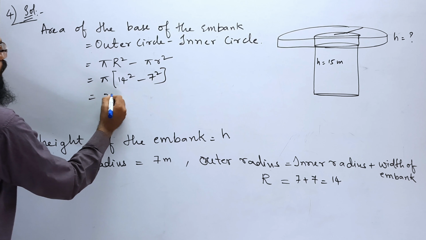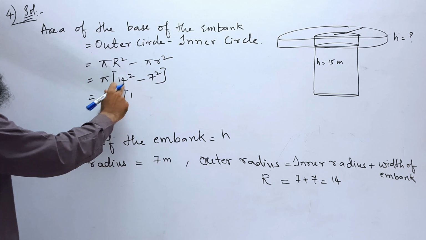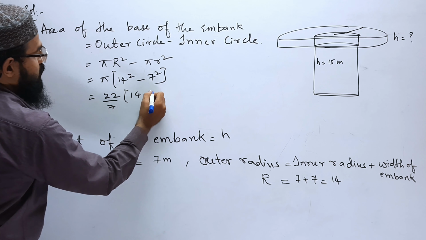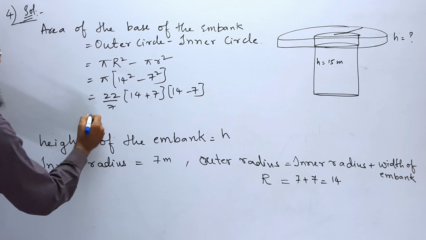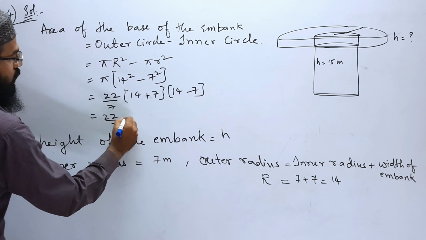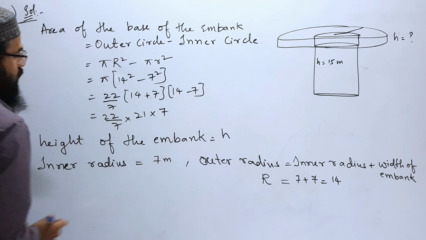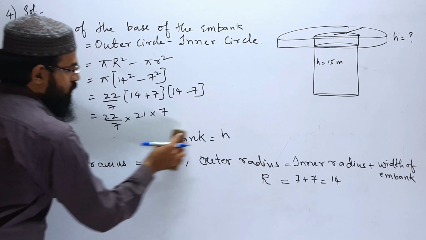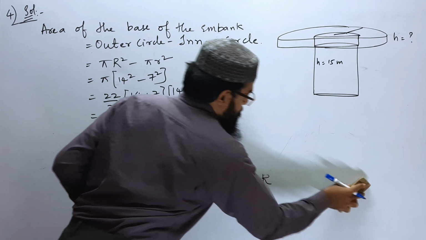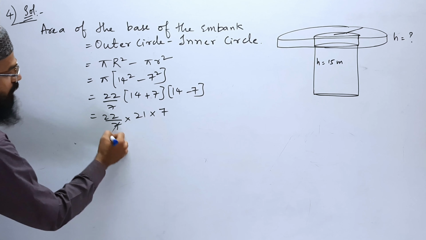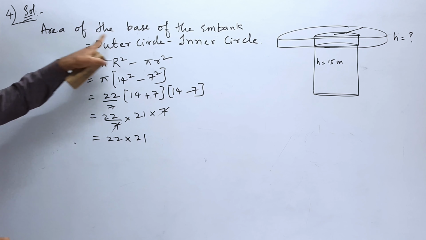So it is in the form 22 by 7, 14 square minus 7 square, that is a square minus b square. So 14 plus 7 into 14 minus 7. So 22 by 7 into 14 plus 7 is 21, 14 minus 7 is 7. 7 cancel. 22 into 21. So this is the area of the base.